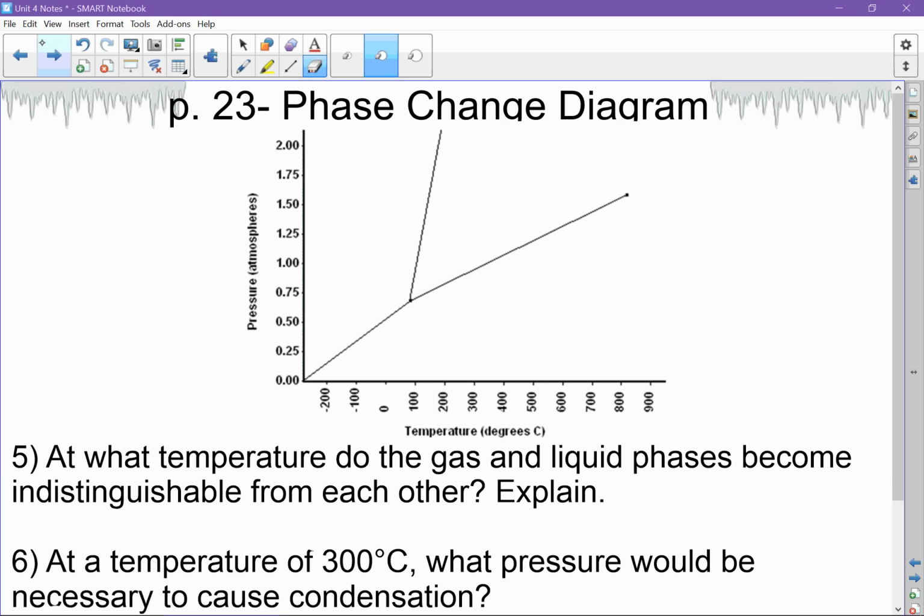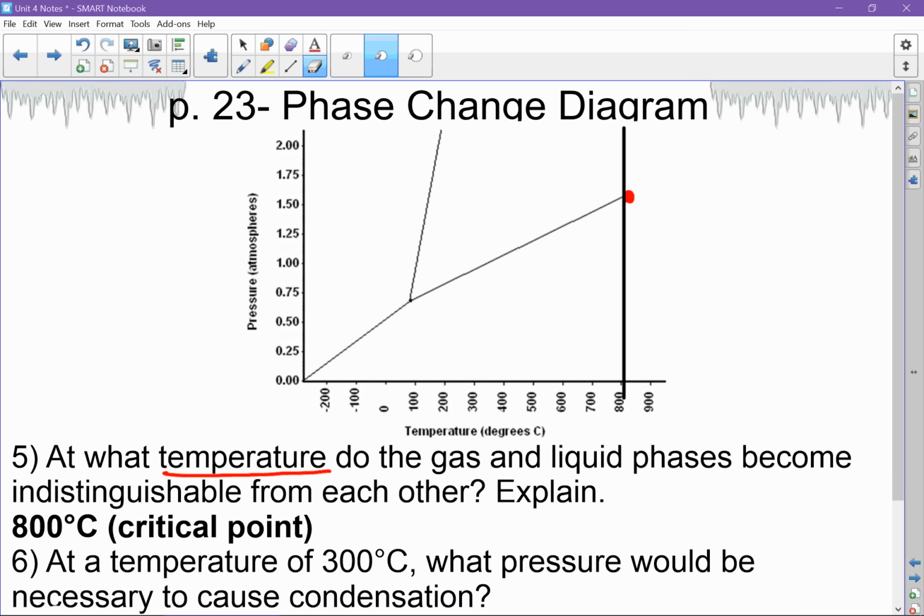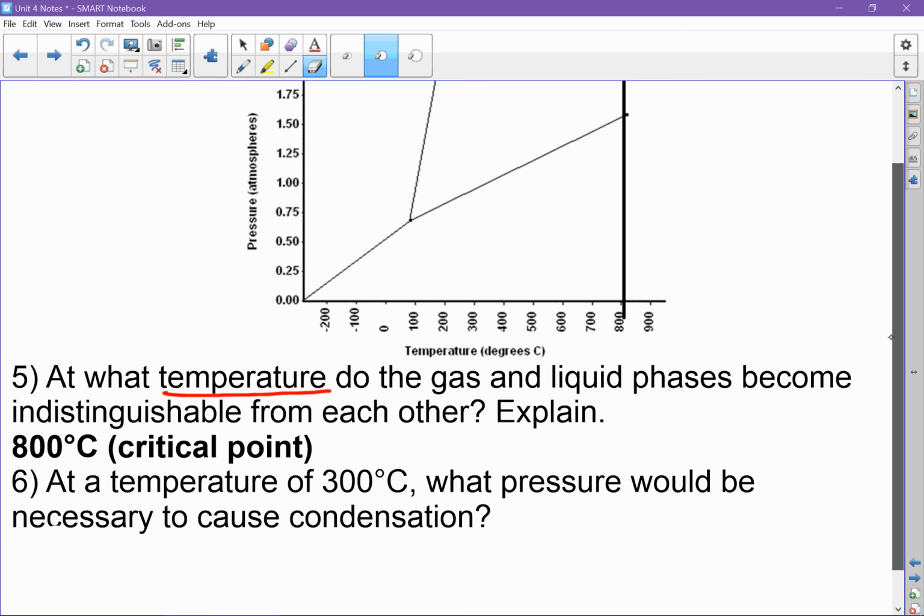So next we're looking for the temperature where the gas and liquid phases become indistinguishable. That is the definition of the critical point. If I look on this graph, remember the critical point is way, way out here. And I'm looking for the temperature of that critical point. It could have asked me for pressure, but it just wants temperature. So I'm going to read that maybe way out at the end of the line is just around 800 or so. So the temperature that I would be concerned with is 800 degrees Celsius. And my explanation is because we were just looking at the critical point. That was the part that we needed.